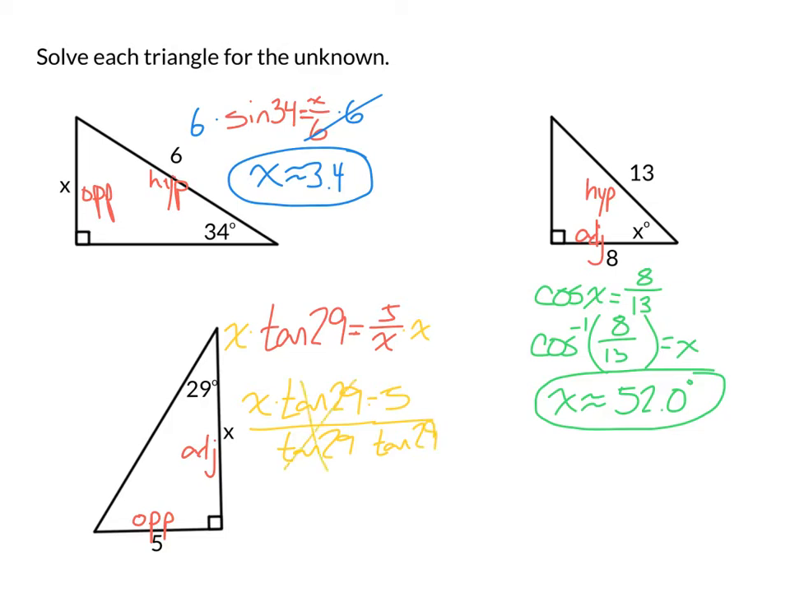So that these cancel, and x is left with, and then this is the piece we want to type into the calculator right here. 5 divide tangent 29. And when we do that, we end up with x equaling approximately 9.0. And so, again, that's what x should equal in that triangle. Okay, that's your lesson on using trigonometry to solve for missing pieces of right triangles. For now, we are done.